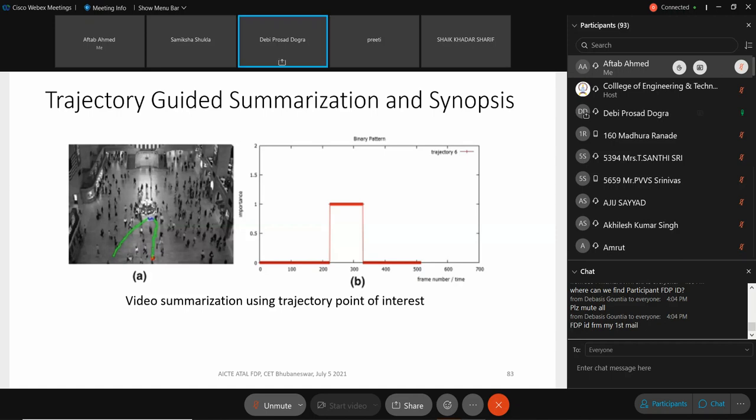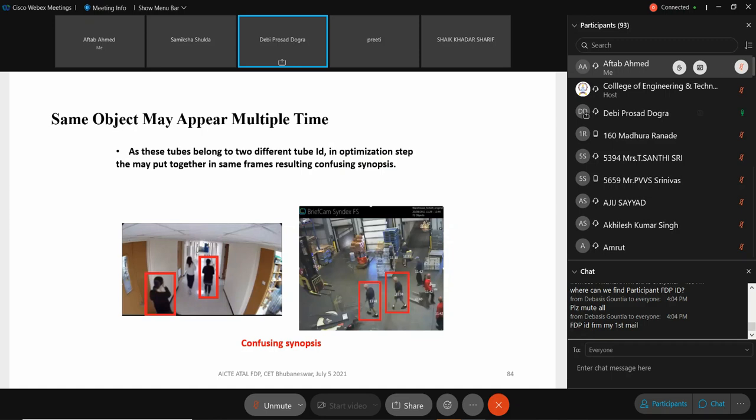That is what we will look into: how trajectory can be used for summarization. So what do we mean by trajectory-based summarization? We would like to summarize a long duration video. Summarize means we will shorten the video based on the behavior of the object. That is what we call trajectory guided summarization and synopsis. The work being shown here has been published in PAMI, Pattern Analysis and Machine Intelligence, by Rich et al.